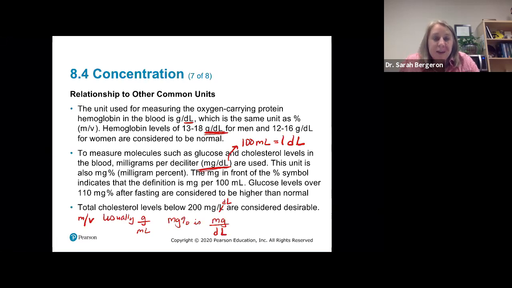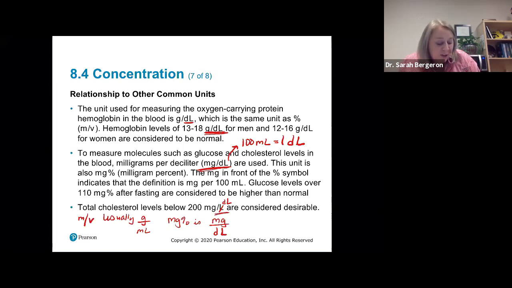So the milli tells us that it's milligrams, right? If you have glucose levels that are over 110 milligrams percent after fasting, that's too high. That's higher than it should be. If you look at cholesterol and you have a cholesterol that's below 200 milligrams per deciliter, it's not supposed to be liter, it's supposed to be deciliter right there.